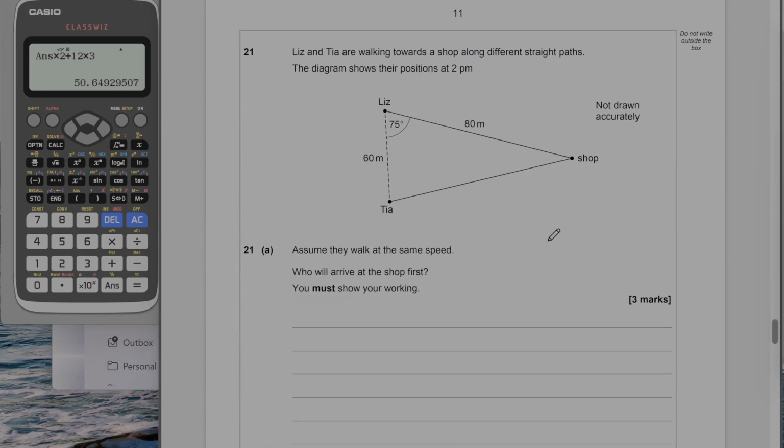Okay, question 21. Liz and Tia are walking towards a shop along different straight paths. The diagram shows their position at 2 p.m. Okay, assuming they walk at the same pace, who will arrive at the shop first? You must show your working. So we need to work out this distance here, which I'm going to call X for now. And we are using non-right angle trig. We're going to be using the cos rule.